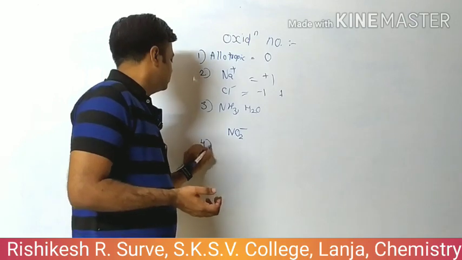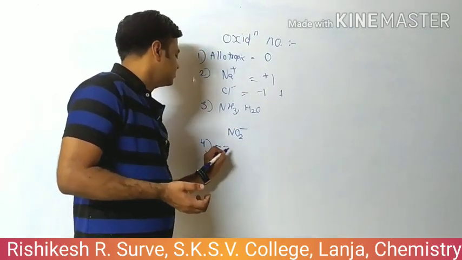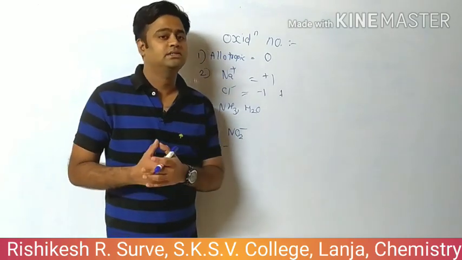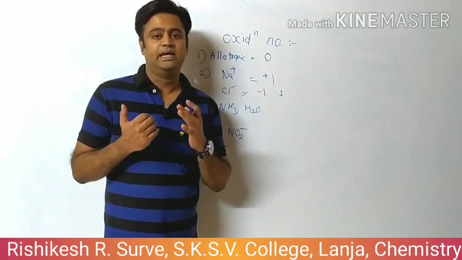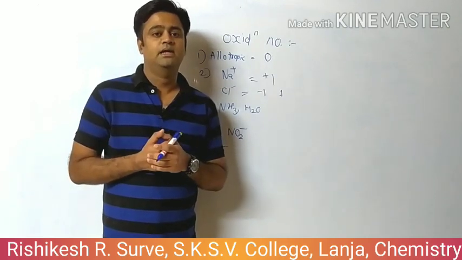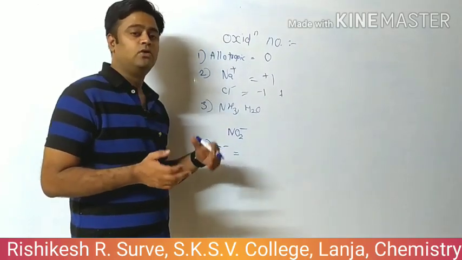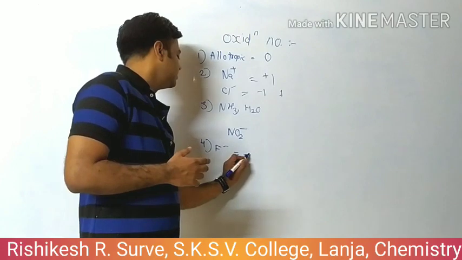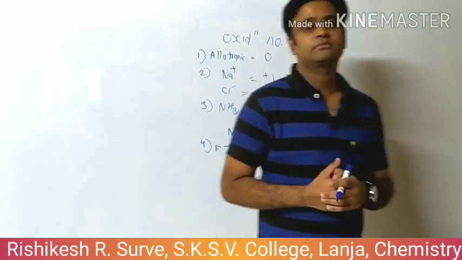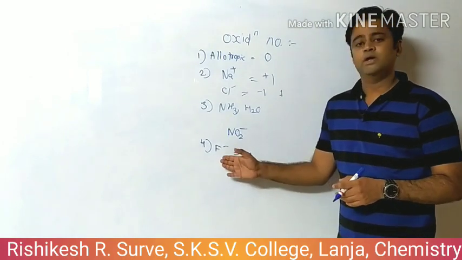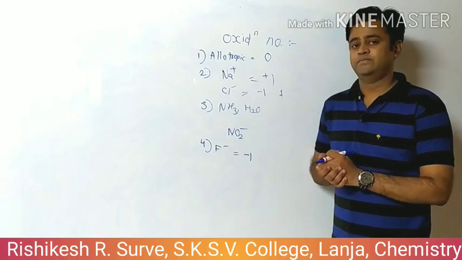Fourth, we know fluorine, F minus. Fluorine has the highest electronegativity, and hence its oxidation number will be minus 1 always. For fluorine, we have to give minus 1 as the oxidation state always.